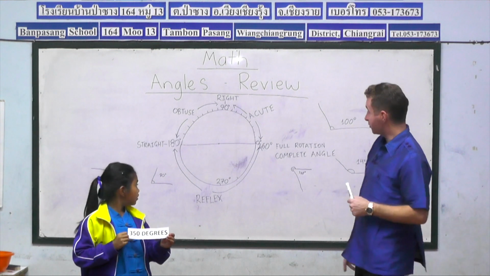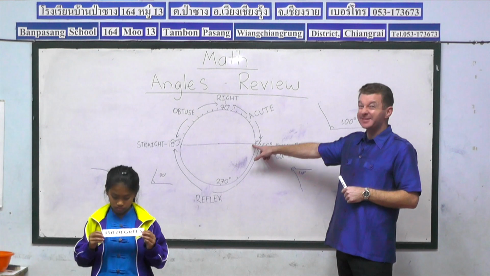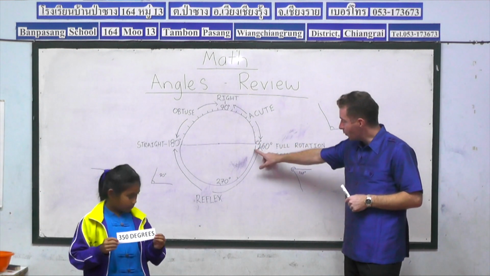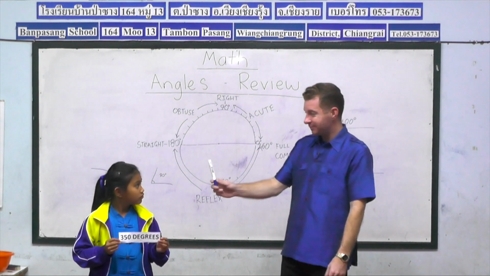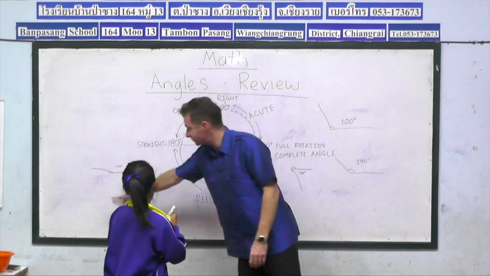Wow, 350 degrees. So 360 degrees is a full rotation. We want an angle just less than a full rotation, Pakpung. Can you do it for us? Okay, can you use this space here, please?